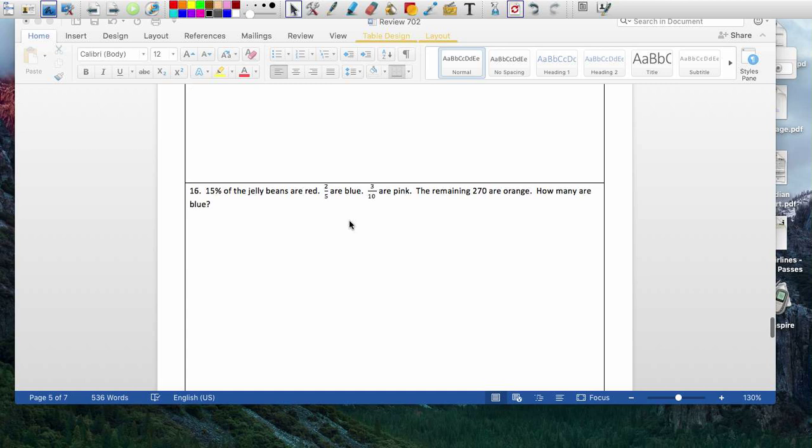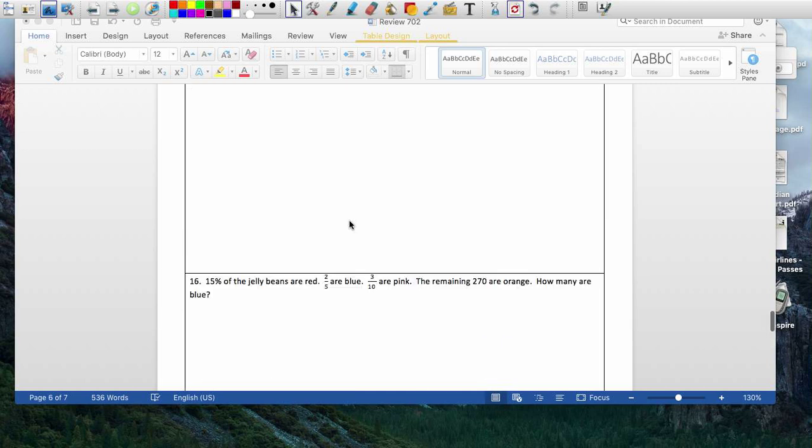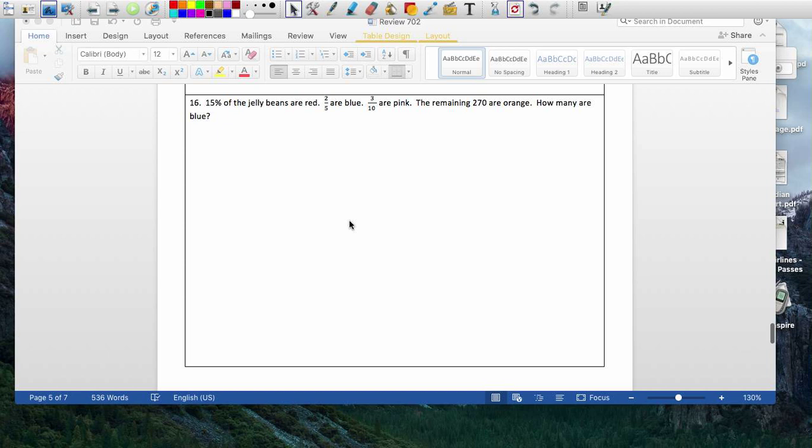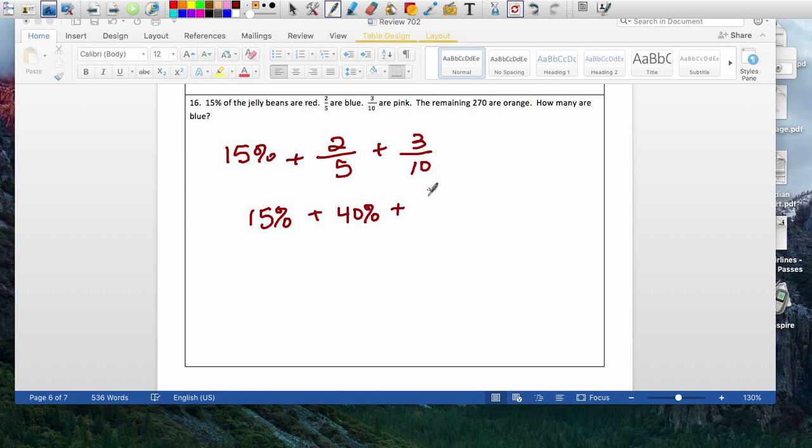Okay, and I think we're on the last problem. No, we're not. What? 2 more, that's not bad. 15% of the jelly beans are red, 2/5 are blue, and 3/10 are pink. And the remaining is 270. How many are blue? So let's figure this out. That's 15%. This is 40%. And this is 30%.